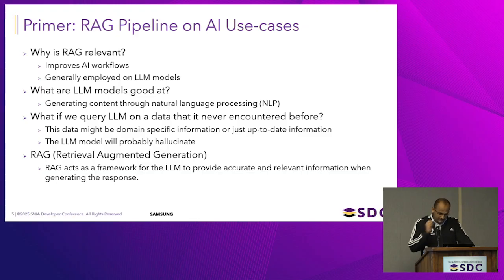While LLMs are excellent in generating content through NLP, natural language processing, they tend to hallucinate when asked about data which they haven't seen yet. Maybe it could be some up-to-date information, or some domain-specific information. It could come up with some made-up information which might not make sense or might not be relevant. So RAG is a solution for those use cases. We can say that RAG acts as a framework for LLMs to provide more relevant or up-to-date information while generating the response.